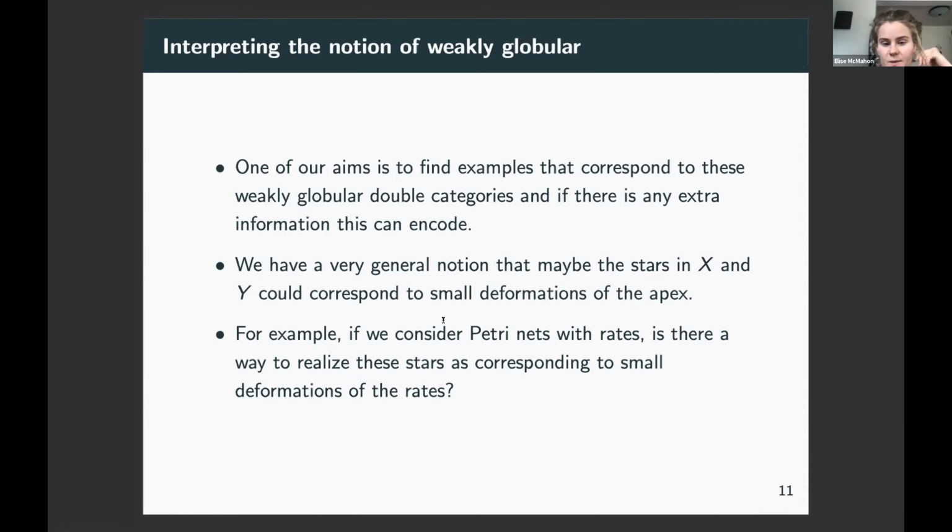So for example, if we were extending this to Petri nets, modeling this with Petri nets with rates, we could maybe realize these stars as corresponding to small deformations in the rates. So that's sort of one idea we have for interpreting the notion of weak globularity.